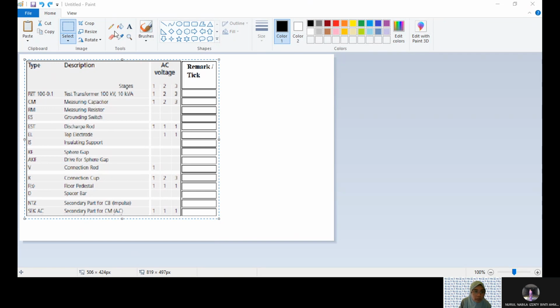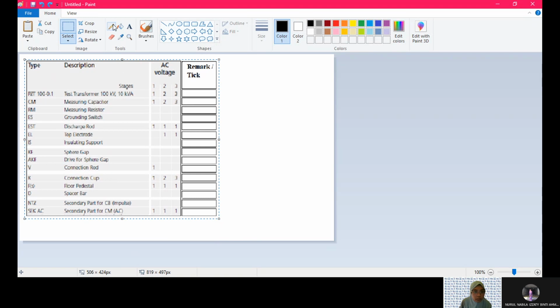The correct apparatus involved in the HIPOD test includes one test transformer, one measuring capacitor, measuring resistor, grounding switch, discharge rod, top electrode, insulating support, sphere gap, drive for sphere gap, connection rod, connection cup, floor pedestal, space bar, and secondary part for CM.